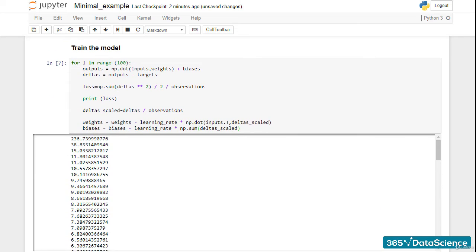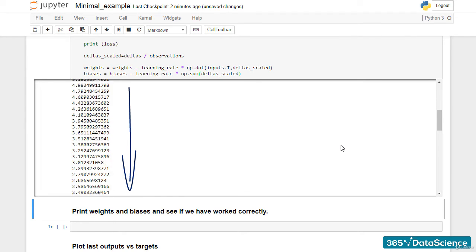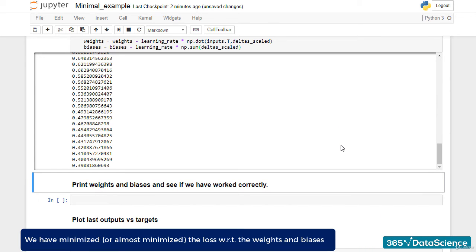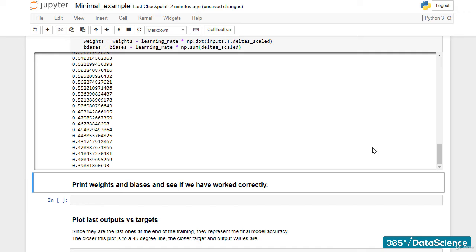What we get is a list of numbers that appears to be in descending order, right? These are the values of our average loss function. It started from a high value, and at each iteration, it became lower and lower until it reached a point where it almost stopped changing. This means we have minimized or almost minimized the loss function with respect to the weights and biases. Therefore, we have found a linear function that fits the model well.